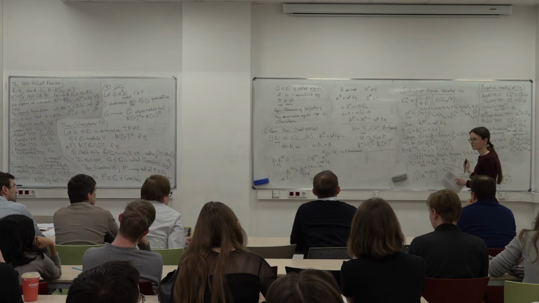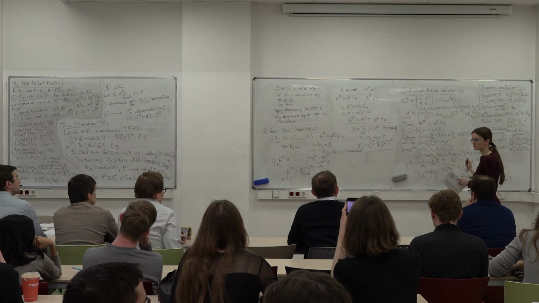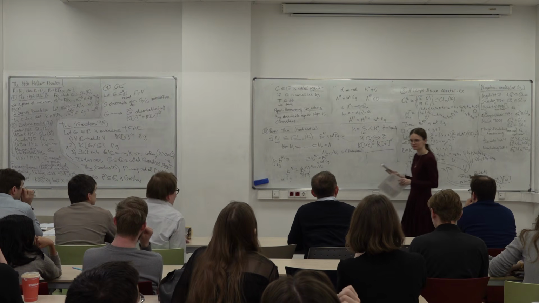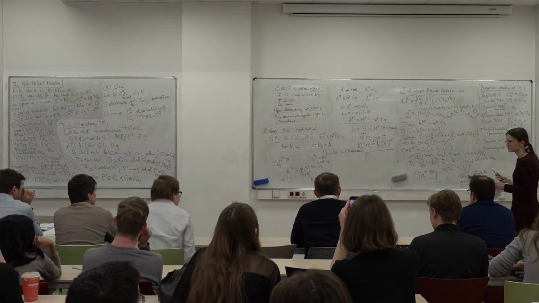So the problem here is that this action is super non-effective. Well, in the case of a unipotent group, it really acts only as a one-dimensional group. And how to construct an effective action? If someone knows, it will be interesting.